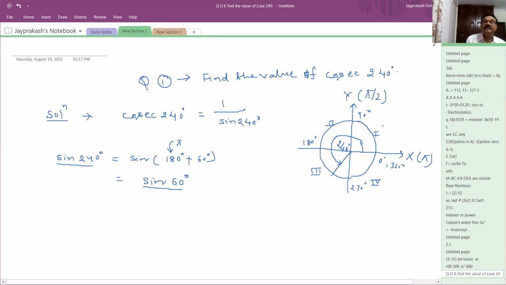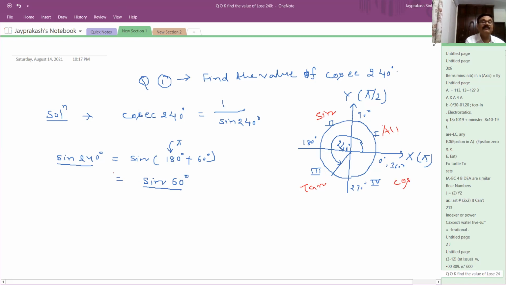In here, all are positive. Here, sine and cosec are positive. Here, tan and cot are positive, and here, cos and sec are positive. So in the third quadrant, sine will be negative, because for sine 240 degree, you have to take the negative value.